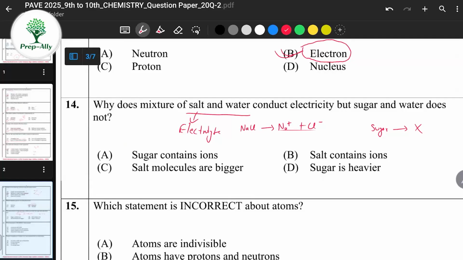So they are asking why it does. Because sugar contains ions? No. Salt molecules are bigger? No. Sugar is heavy? No. Salt contains ions. So any salt you take, it will convert into ions. That's why it will conduct electricity. So B is the correct.